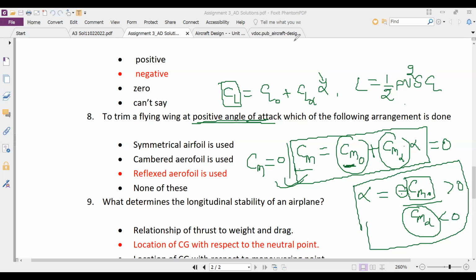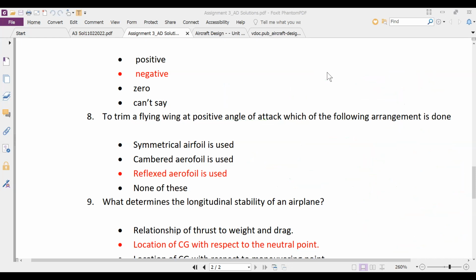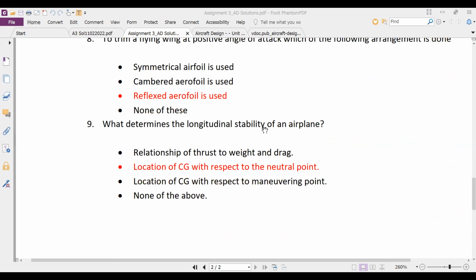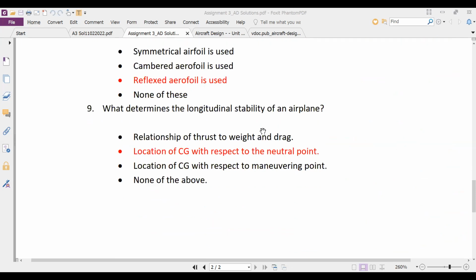Okay, then I'll clear all drawings. What determines the longitudinal stability of an airplane? They have given the answer: location of the CG with respect to the neutral point. How does it help stability? Anyone would like to answer this question? How do we determine the stability?